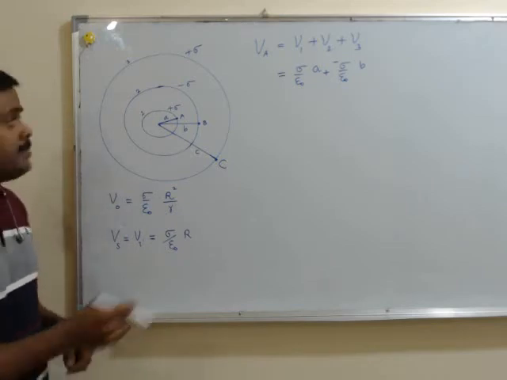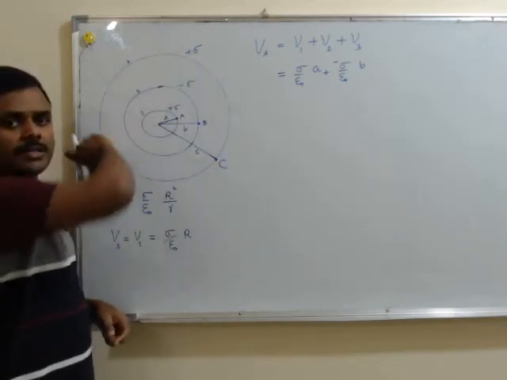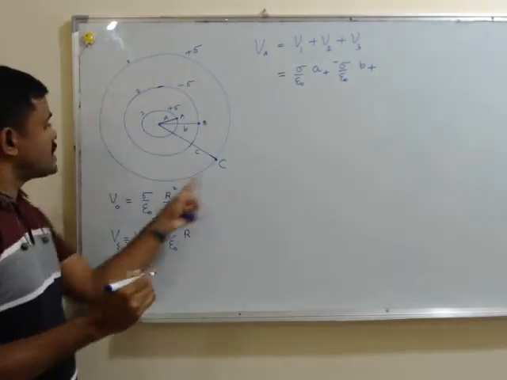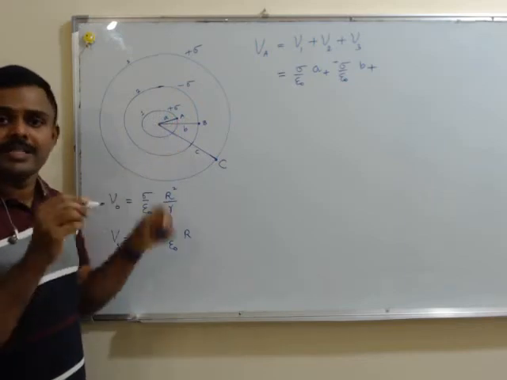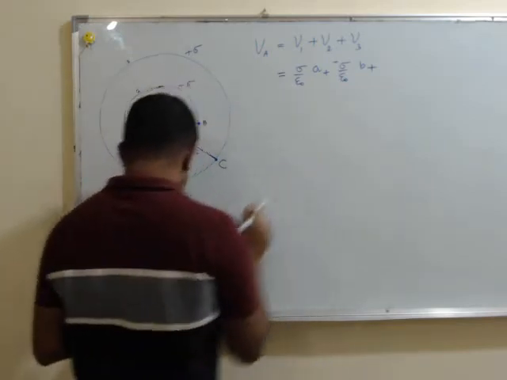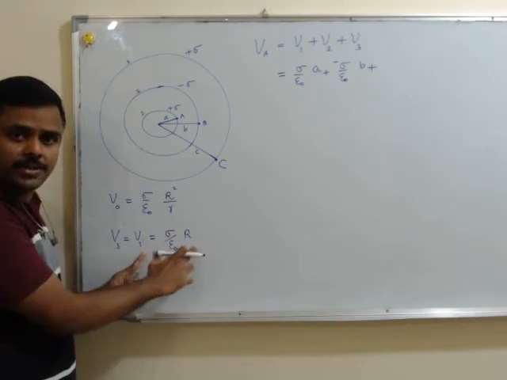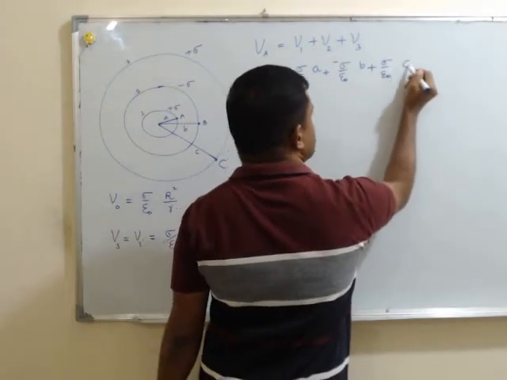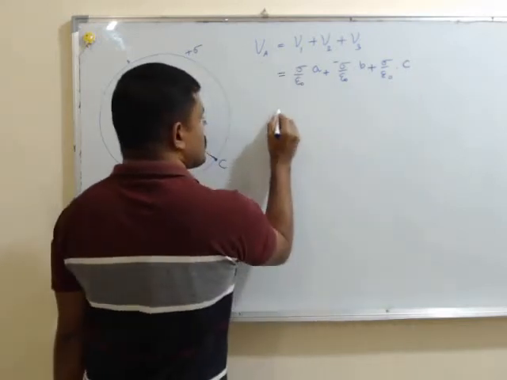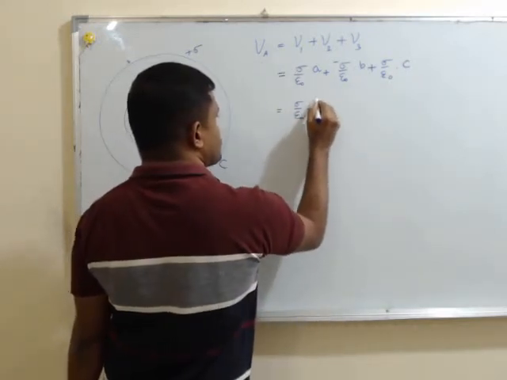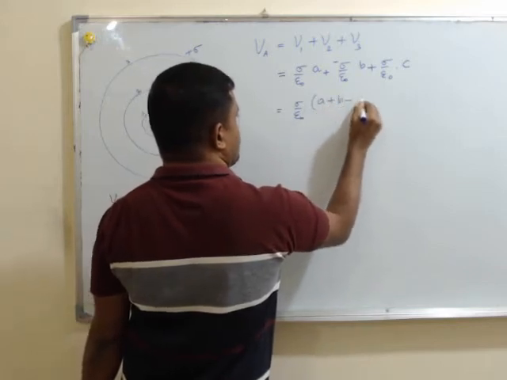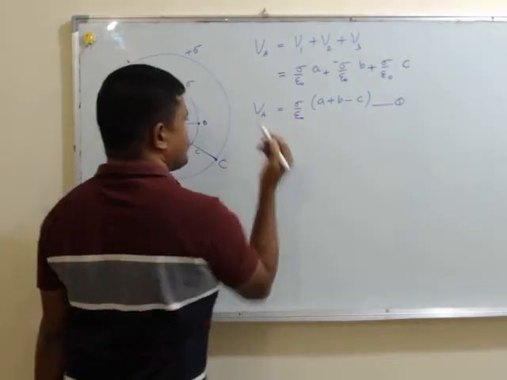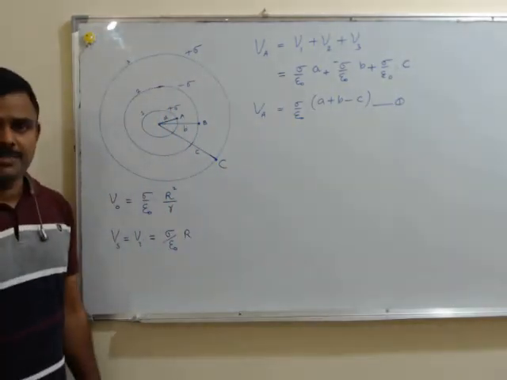Then there is a third term coming from the potential due to the largest sphere. What is the potential due to the largest sphere? Even for the largest sphere, this point A is an inside point, no? So for an inside point, the potential is sigma by epsilon 0 into radius, so sigma by epsilon 0 into c. Okay, so I got three terms now. I can simplify this. I take sigma by epsilon 0 common. I'll have a plus b minus c. This is equation number 1, potential at A. Okay, so I've done the first part.